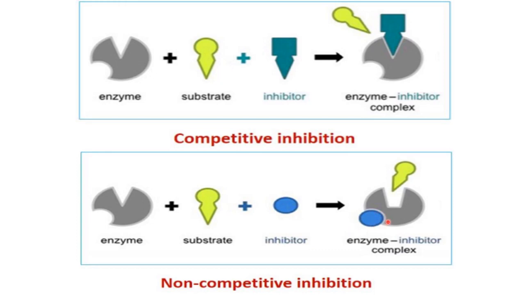In this case also, the rate of reaction will obviously decrease, because here also an enzyme-inhibitor complex is formed, right? So this enzyme-inhibitor complex is formed if this inhibitor binds with the enzyme earlier than the substrate, and the rate of reaction decreases.